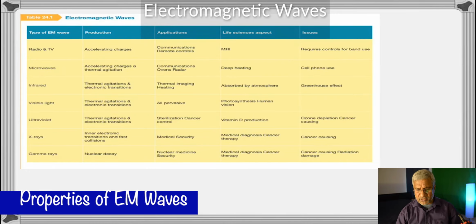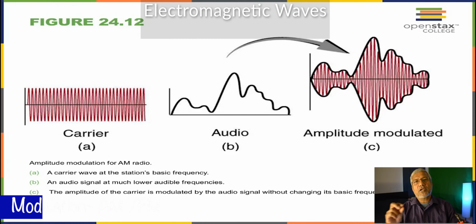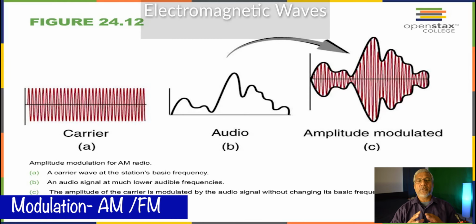So look at this table, look at that generally, and this chapter in the textbook gives you the details of all of these, which you should read and need not memorize, but just look at the important facts that are given there. Thank you. Let's talk about another aspect of radio and television broadcasting, which is called modulation.